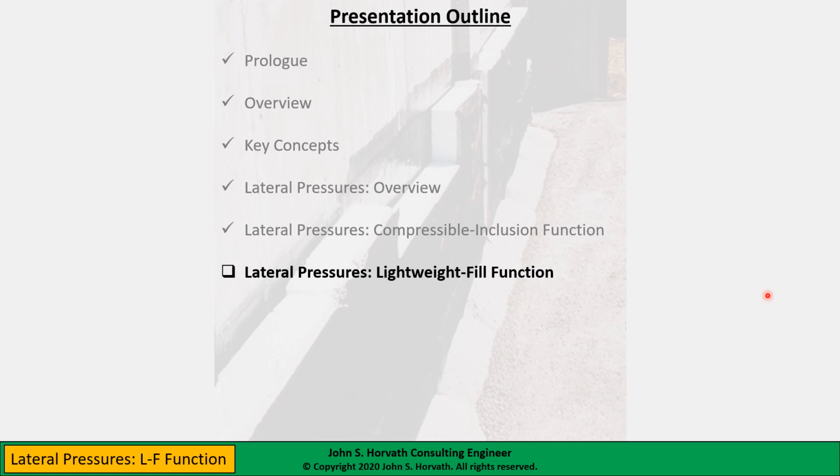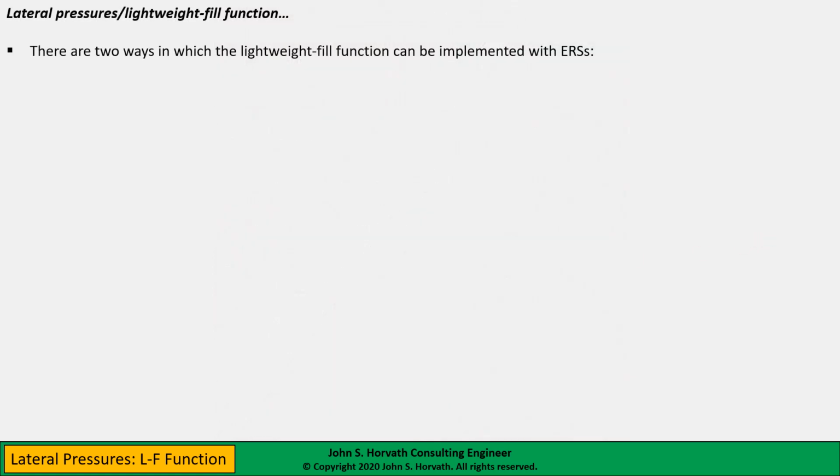Well, that concludes this segment on lateral earth pressure reduction using the compressible inclusion function. Now I want to move on to the next segment, which deals with lateral pressure reduction using the lightweight fill function. Okay, so there are 2 ways in which the lightweight fill function can be implemented with earth retaining structures.